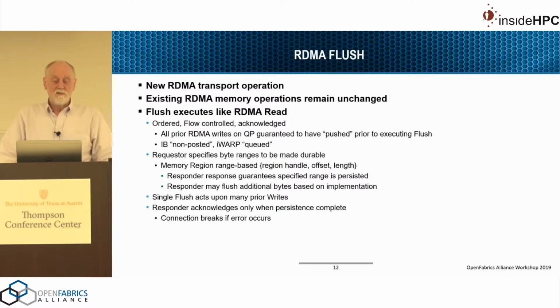The requester specifies a byte range, one or more ranges, to be made durable. It says, this memory handle, this offset, and this length. Please make those bytes durable. The responder responds by guaranteeing that that specified range has been made durable, persistent. It may flush additional data. Some responders are forced to flush everything. They have no idea what to do.